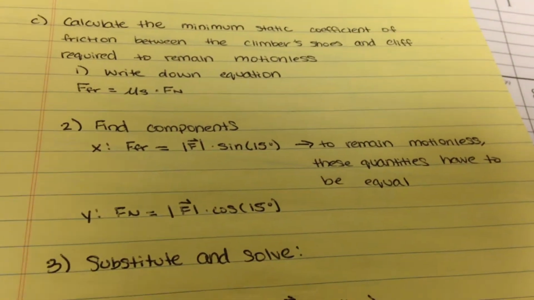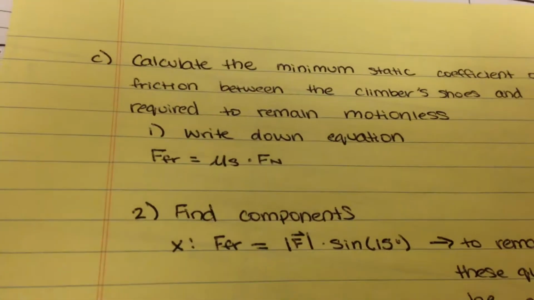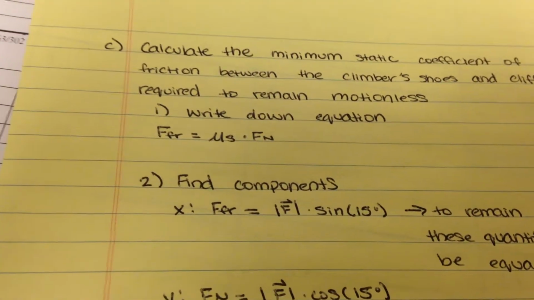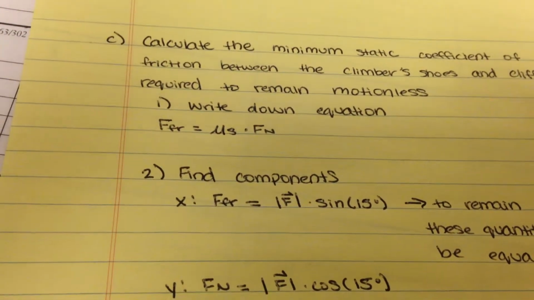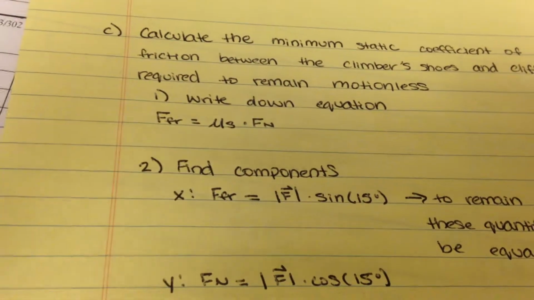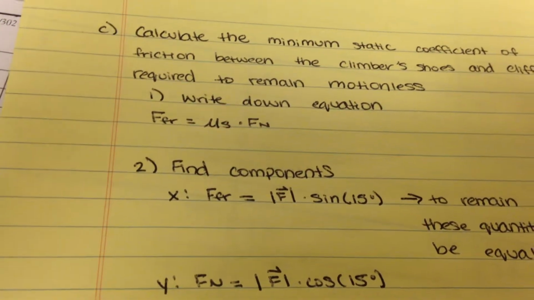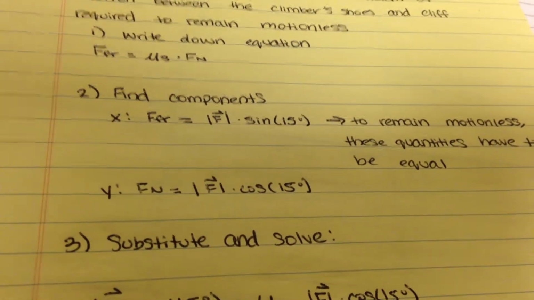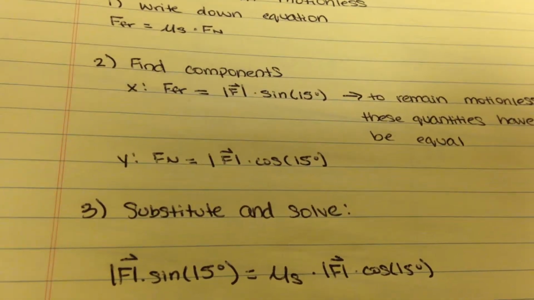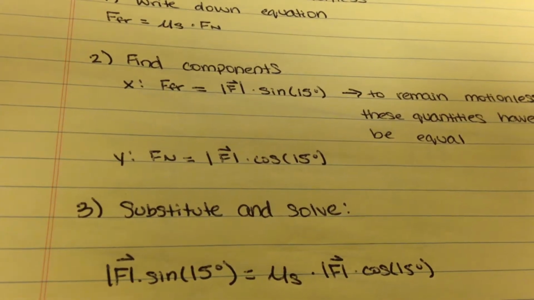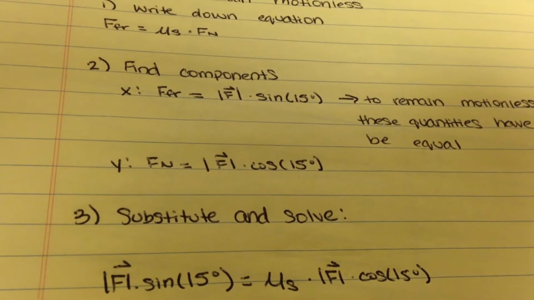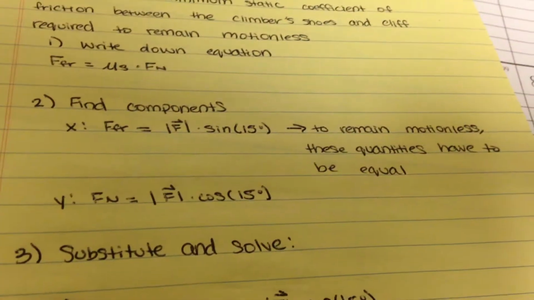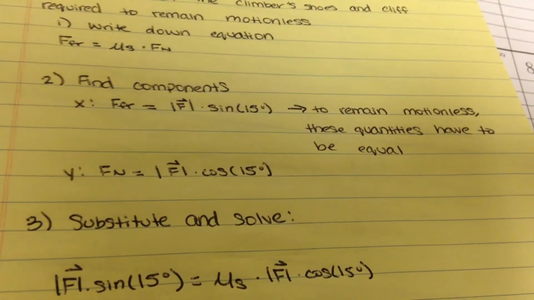So you have to write down the force of friction equation, and the force of friction is denoted by Fr equals the coefficient of static friction, which is the coefficient of friction required to start moving an object. So this is the coefficient of friction of an object at rest times the normal force. So then you have to find its components. So in the x direction, the friction force has to be equal to the magnitude of the force of the climber acting upon the cliff, which is equal to the magnitude of F times the sine of 15 degrees. And for that to remain motionless, these quantities have to remain equal.